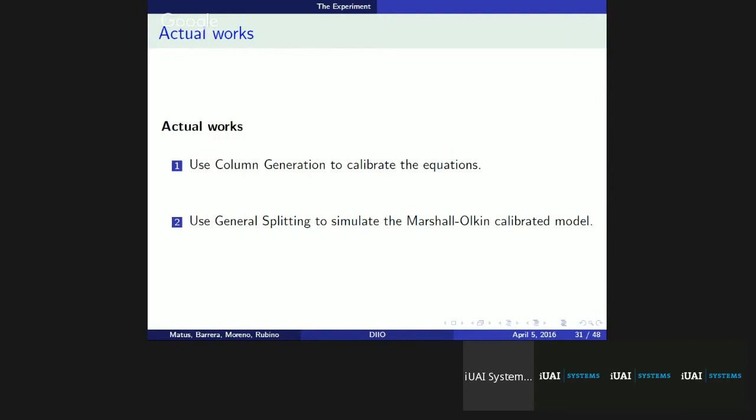In other words, we use column generation to solve the problem. You can see that we have a model with a big number of variables and not a very big number of equations. And one idea is to use column generation to calibrate that.